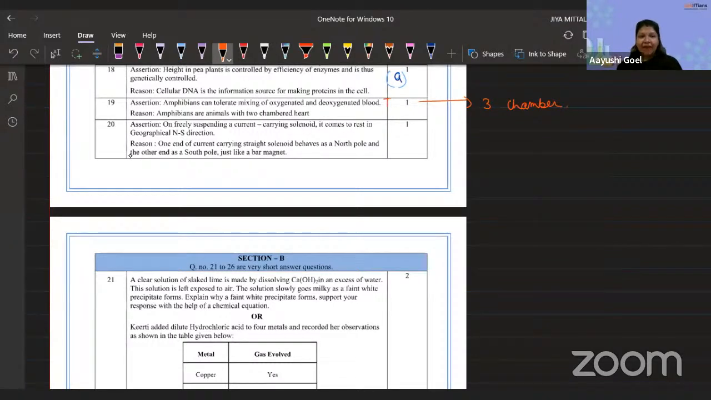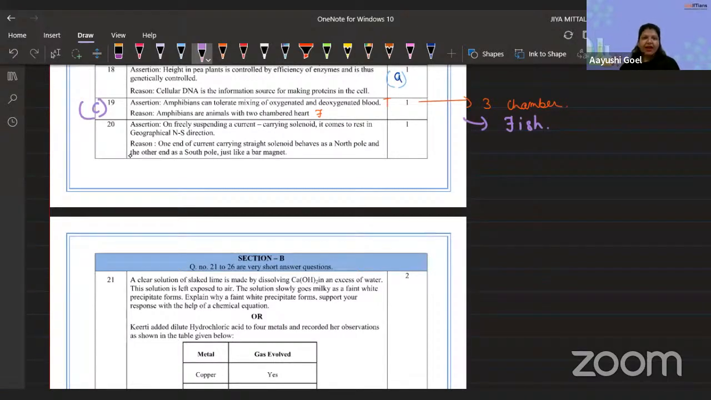Now the second statement says amphibians are animals which have a 2-chambered heart. That is wrong. They have a 3-chambered heart. Who has the 2-chambered heart? That is the next question. That is fish. Fish have the 2-chambered heart. So the answer for this one is C.